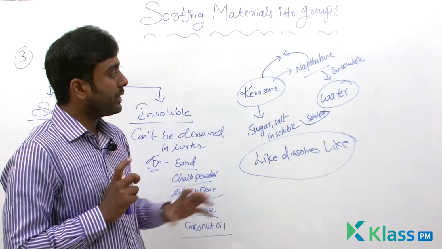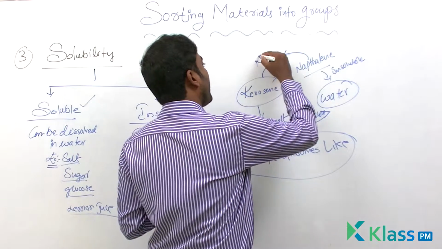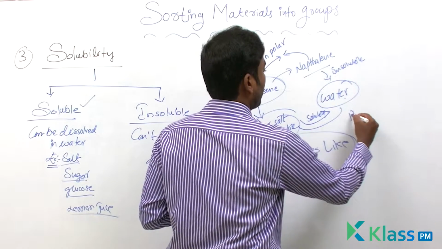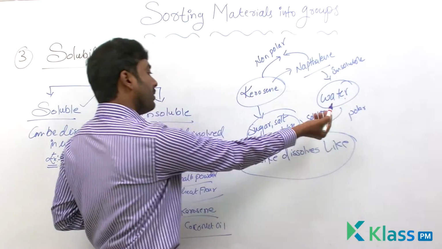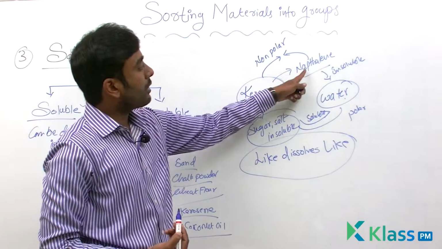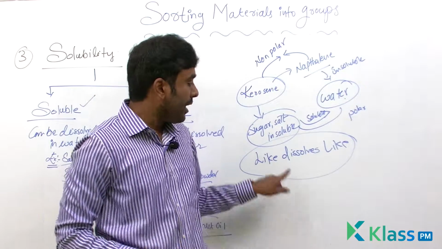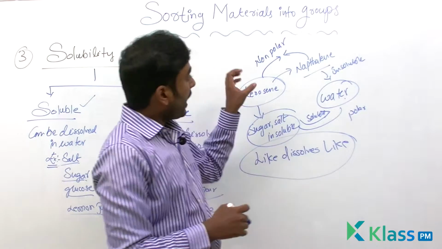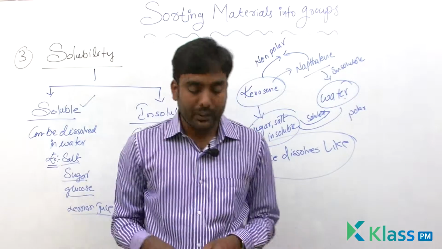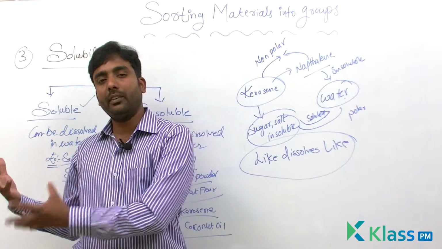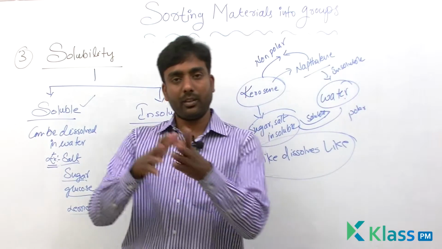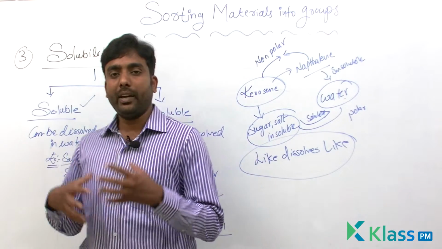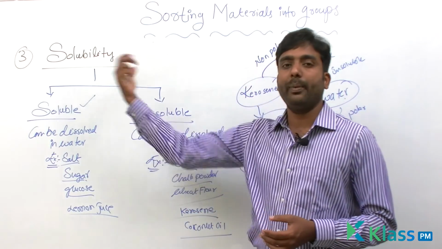Here you have to remember only one thing: these two belong to one category called non-polar, and these two belong to another category, that is polar. Polar substances dissolve in polar solvents, and non-polar substances dissolve in non-polar solvents, that is, like dissolves like. So based on this we can again classify the materials into non-polar and polar materials. This is a way we can sort the materials into groups based on solubility.